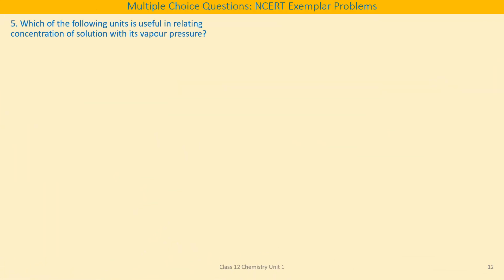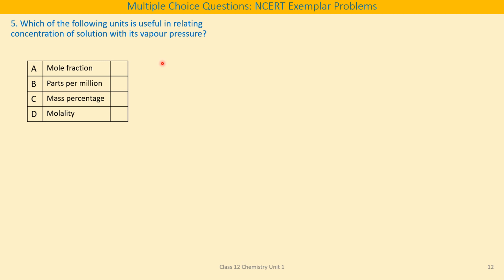Next question. Which of the following units is useful in relating concentration of solutions with its vapor pressure? Option A, mole fraction. Option B, parts per million. Option C, mass percentage. And option D, molality. You have to remember and mark option A as the correct answer. Of all the given options, mole fraction is useful in relating concentration of the solution.